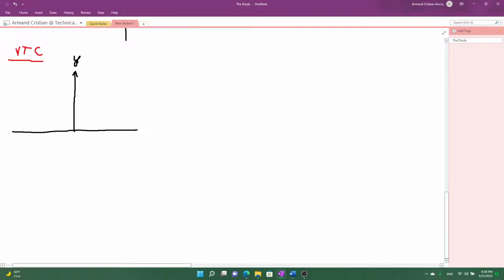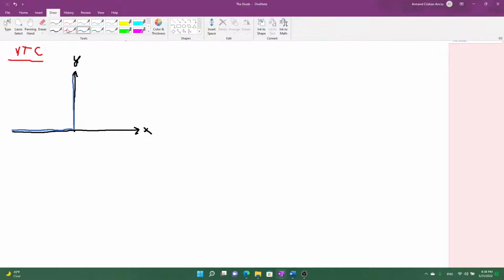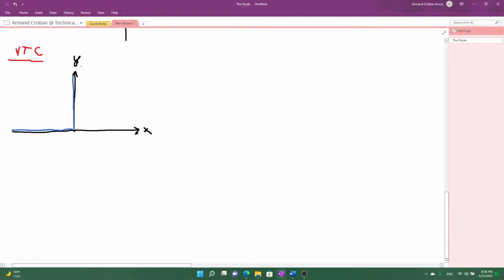This is the x-axis. However, as you'll soon see, these two axes are actually not y and x, they are current and voltage. So for the off state, the VTC looks like this. And then it climbs straight up like this. This line, this y-axis, is the current.